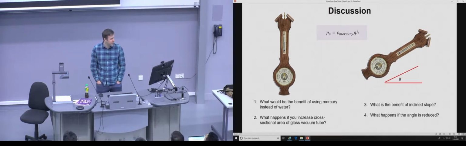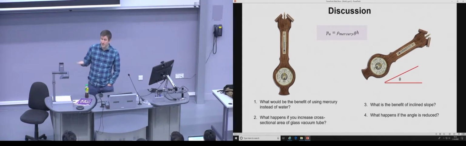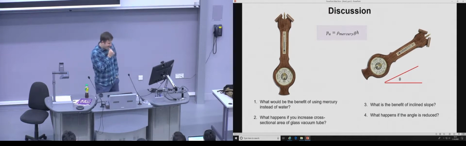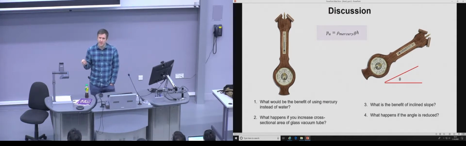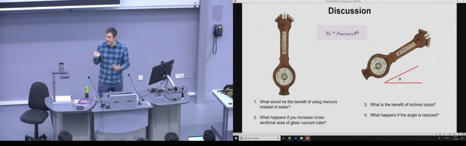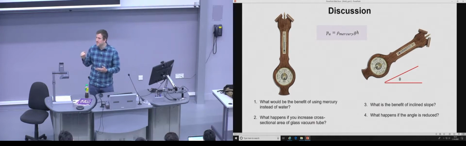So question one: what would be the benefit of using mercury instead of water? Yeah, because mercury is denser than water, so if you use water you need a 10 meter column, and with mercury it's 1 meter. Exactly. Mercury is more dense, so it takes a greater pressure to push it a small amount up the tube. Presumably the barometer designers realized that by having a denser measuring fluid, you can make the barometer compact so that it represents changes in a smaller space.